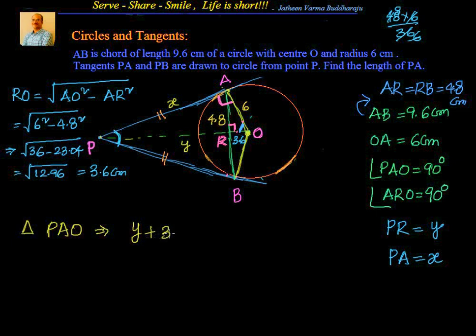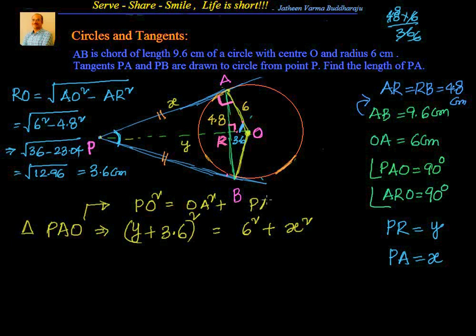So can I say (y + 3.6) whole square, that is nothing but PO square, is equal to OA square, that is 6 square, plus PA square, that is x square. What's the condition we want to write there? We want to write down PO square is equal to OA square plus PA square. So this is my equation number 1.